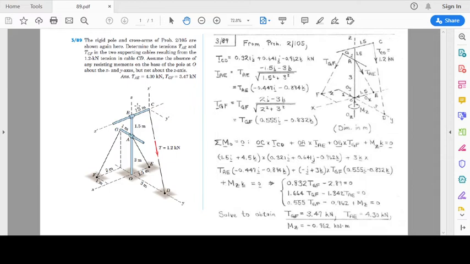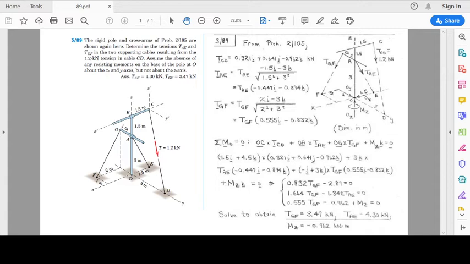Now it is given that we assume the absence of any resisting moments on the base of the pole at O about the X and Y axes, but not about the Z axis. So this is not really a fixed joint, nor is it a ball and socket joint. At a ball and socket joint, we have three reaction forces in each of the three directions, because it is not free to move in any direction. However, it can rotate about any axis, and we have just three reaction forces for a ball and socket joint.